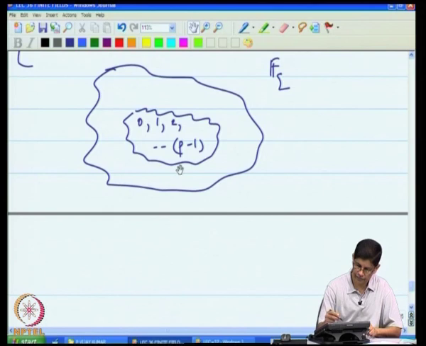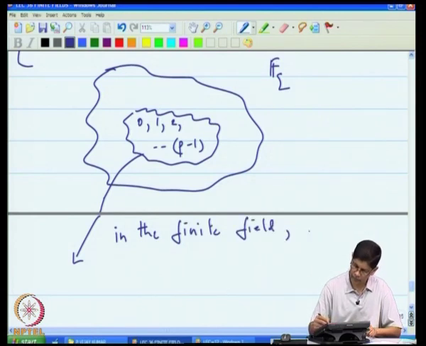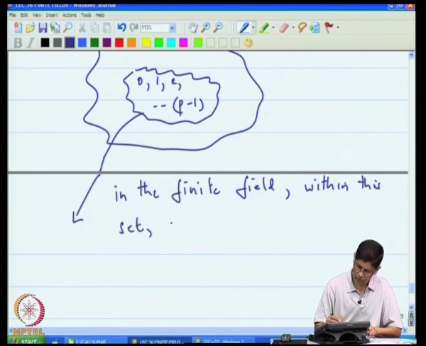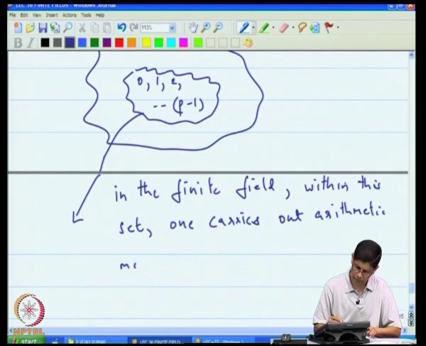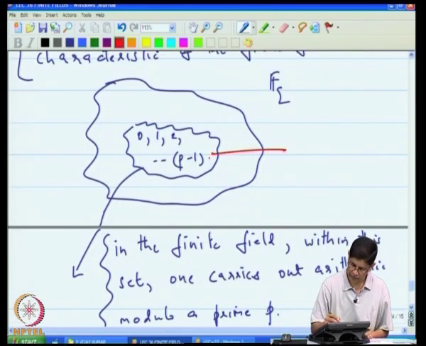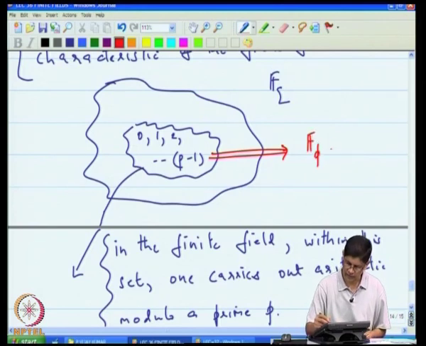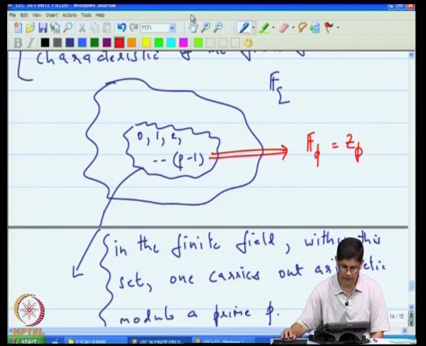Okay. So, in this set, within the finite field, one carries out arithmetic modulo a prime p. What that means is that this is really nothing but the finite field of size p, which is the integers mod p. So, for all purposes you can pretend that you are working with the integers modulo p.